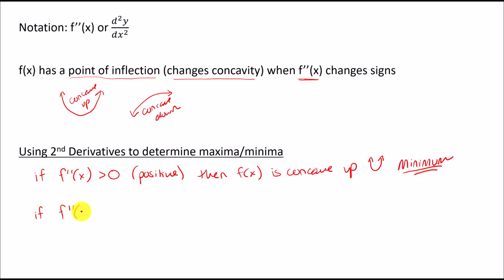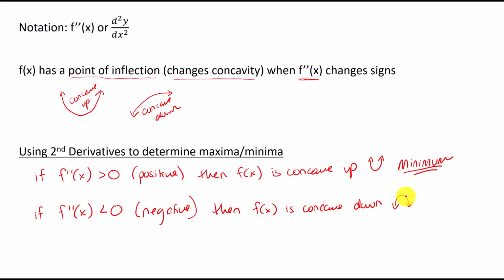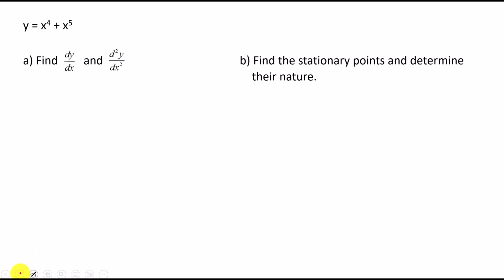If f double prime of x is less than 0, or negative, at one of my stationary points, then f of x is concave down, which, remember, would look like this. And in that situation, if it's concave down, I can't have a minimum there. I'm going to have a maximum. Okay, so you just need to know those rules or understand and be able to sketch your graph. Let's look at an example.